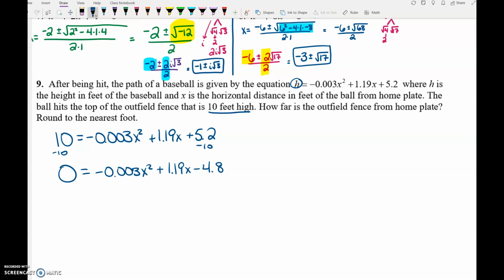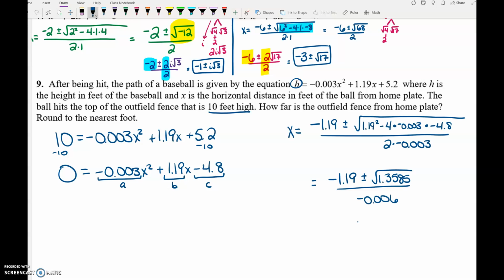We need to plug all of this into the quadratic formula. So your a value is negative 0.003, your b value is 1.19, and your c value is negative 4.8. I'm going to pause the video and plug that into the quadratic formula so I can make it fit in this video. Okay, so over here I plugged it into the quadratic formula, so you might want to pause the video and check to make sure you did that correctly. Then I did 1.19 squared minus 4 times the rest, and I got 1.3585.